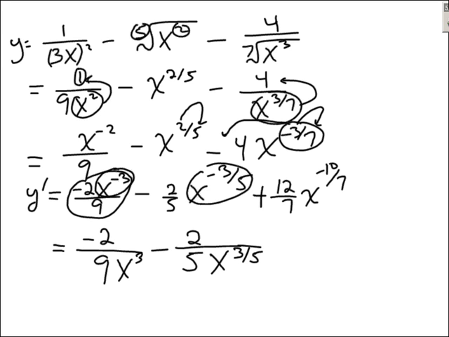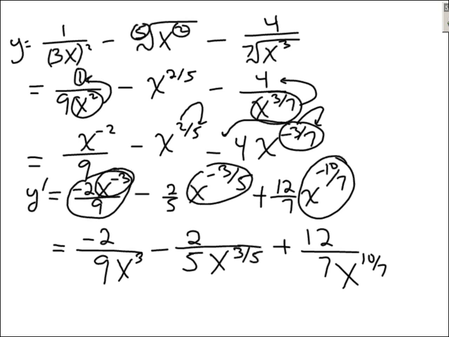So I moved the x to the denominator, and I changed the sign of the power. Make it plus 3/5. Plus the 12 over the 7, but this x is in the numerator and has a negative exponent. So I put it in the denominator and I change the sign. I make it just 10 over 7. And there is your derivative.